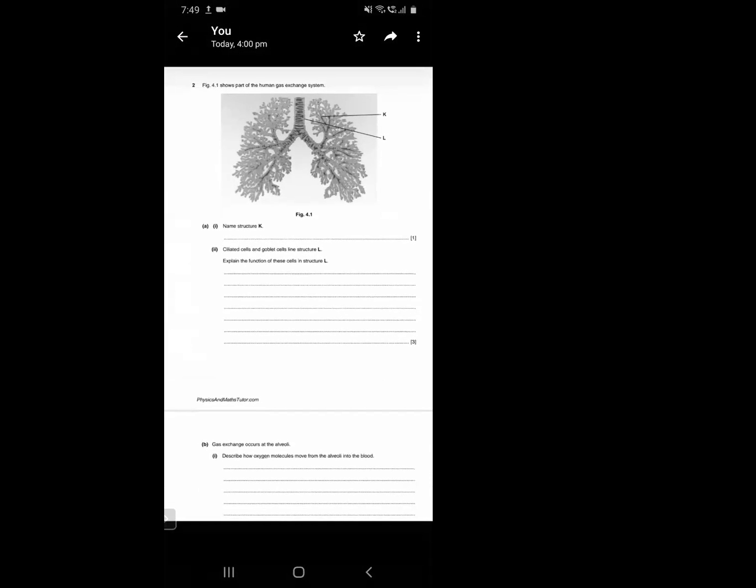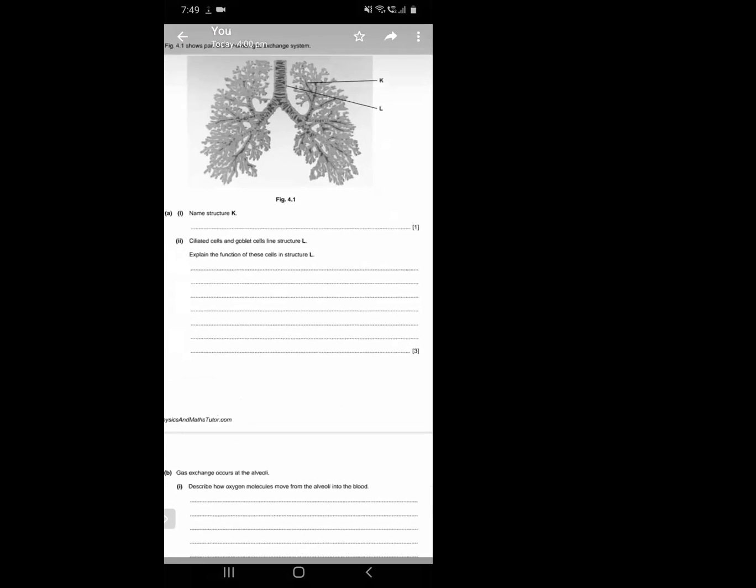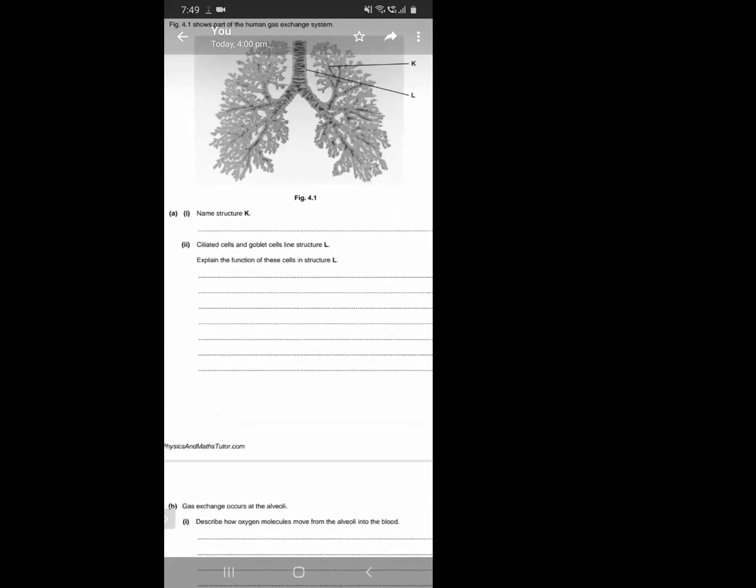So name structure K. I wrote bronchus or bronchioles. Very good. And now ciliated cells and goblet cells line structure L. Explain the function of these cells in structure L. So first of all, structure L is called the trachea. The ciliated cells are located across the apical surface and facilitate the movement of mucus across the airway tract. The goblet cells produce and secrete mucus to trap pathogens and debris within the airway tract. Very good.